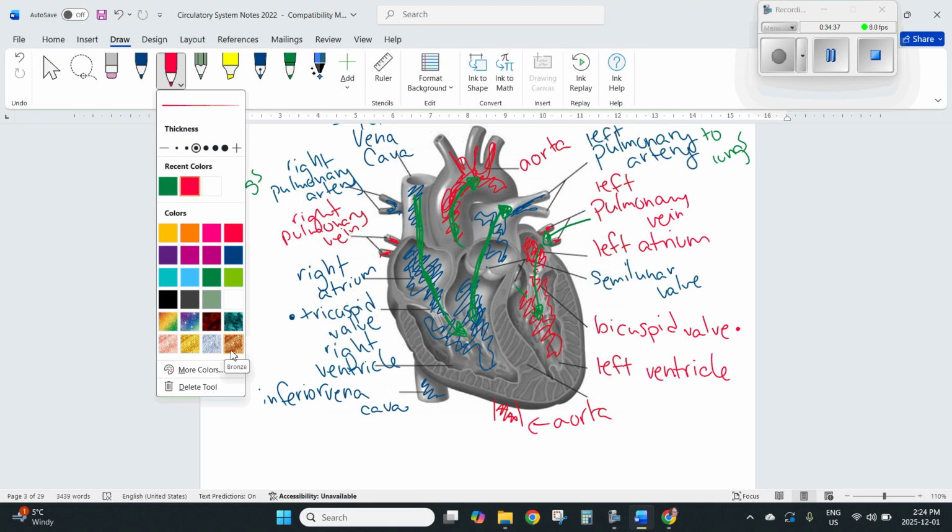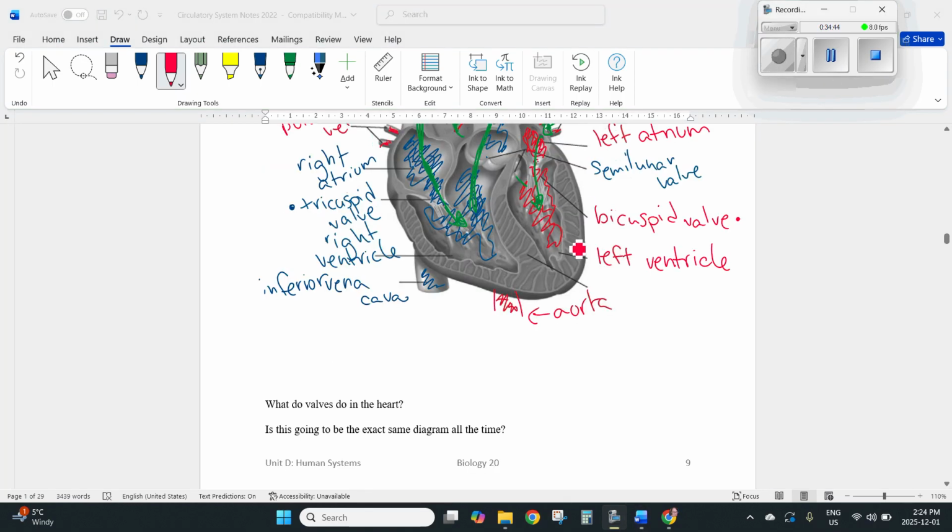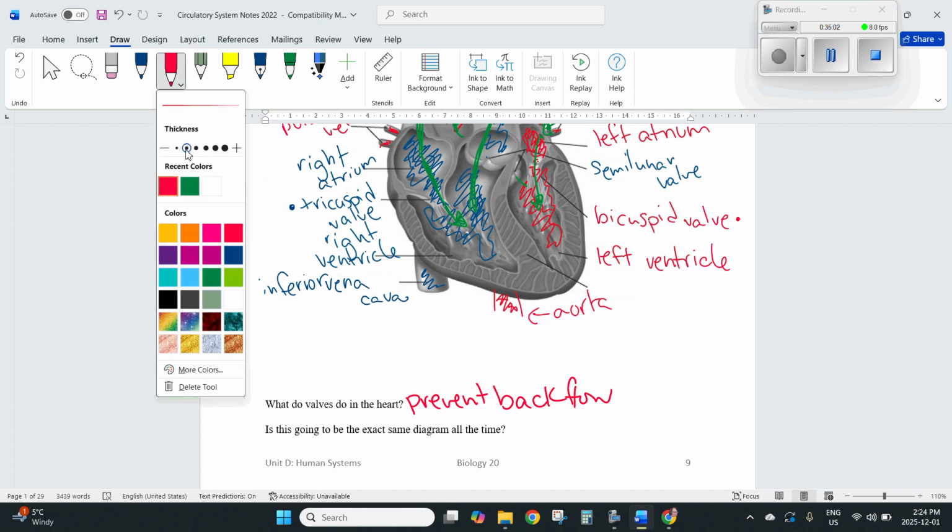Back to red. Okay, so the question at the bottom says, what do valves do in the heart? Their job is to prevent backflow. We want the blood to flow one way. So by having all of these valves located throughout the heart and the body, it's allowing the blood to move in one direction.